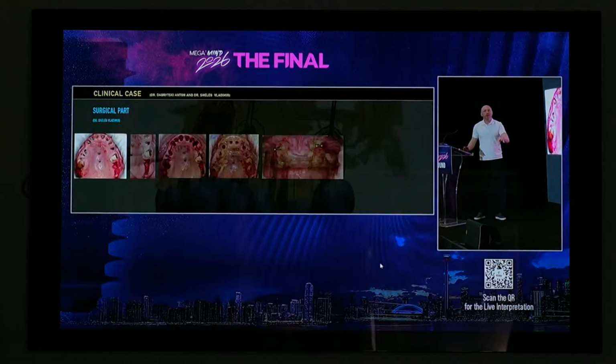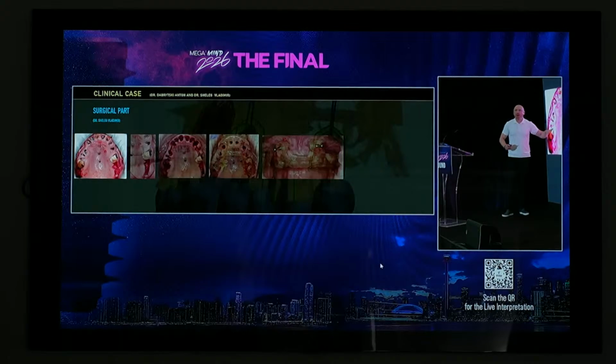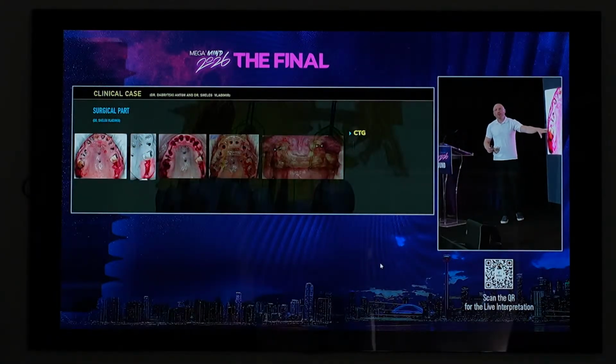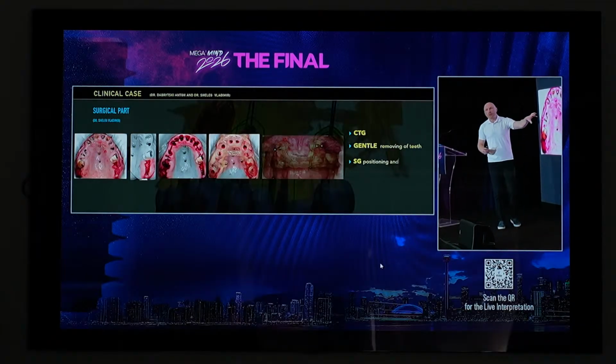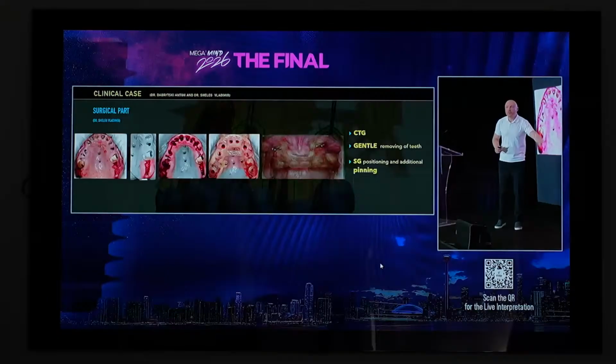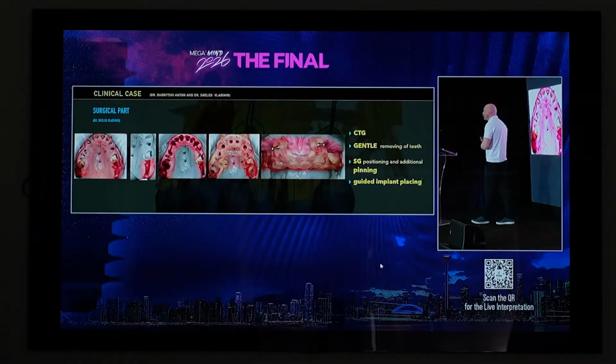So we are eager to show the surgical procedure that was performed by my colleague Vladimir Shevik. Step by step: harvesting soft tissue from the tuberosity of the maxilla, then gently removing all teeth except those that we need for placing the surgical guide, fixation of the surgical guide, and of course traditional navigated implant placement.